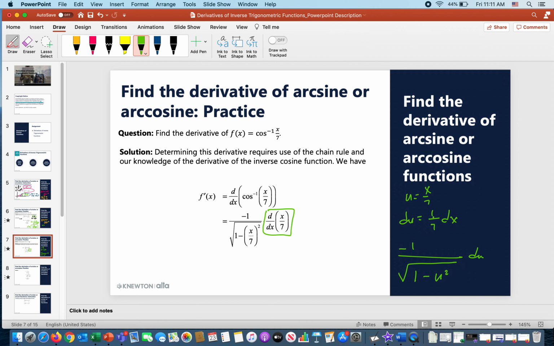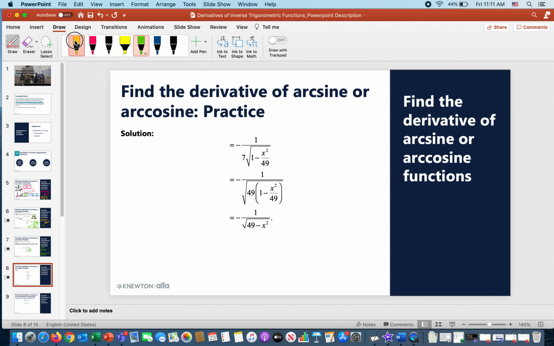So again, I've identified du to be 1/7 dx, and here u is x over 7. You can see on the next page that the publisher's PowerPoint sort of does the same thing. We got -1 over the square root of 1 minus x over 7 squared times du, right? So du is 1/7 dx. So simplifying our fraction, this is -1 over, this 7 is just going to go right in front of the radical. And to square a fraction, recall that we have to square the top and the bottom.